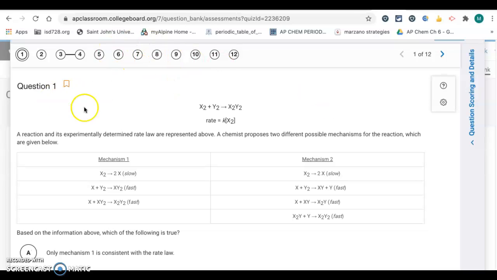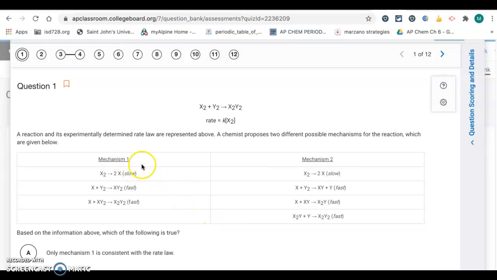All right, so here's question number one. We have this balanced equation up here and you have this rate law. We have two mechanisms that are proposed. Mechanism one is right over here, mechanism two is right over there. We want to figure out which of those two are consistent with the rate law.